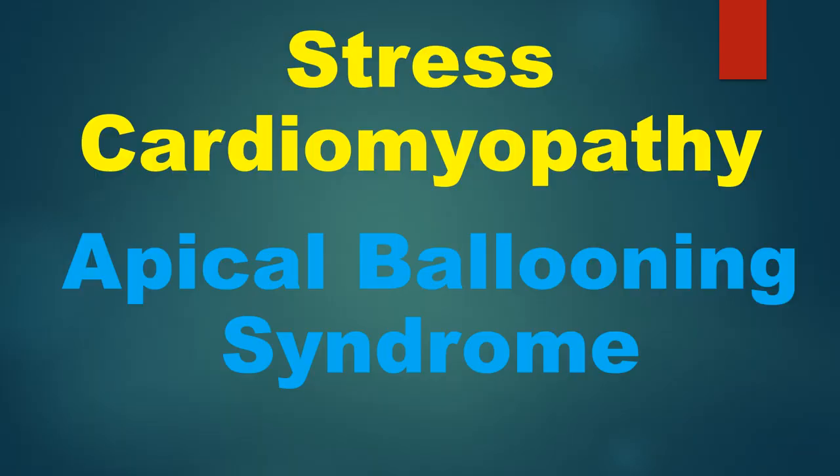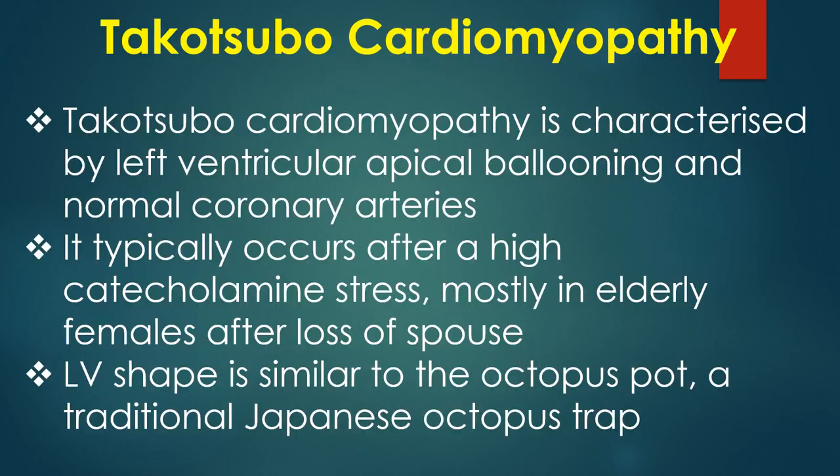This is a discussion on broken heart syndrome or Takotsubo cardiomyopathy. Takotsubo cardiomyopathy is characterized by left ventricular apical ballooning and normal coronary arteries. It typically occurs after a high catecholamine stress, mostly in elderly females after loss of spouse. LV shape is similar to the octopus pot, a traditional Japanese octopus trap.